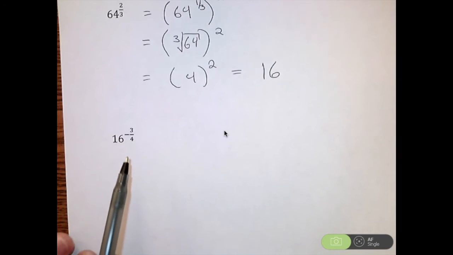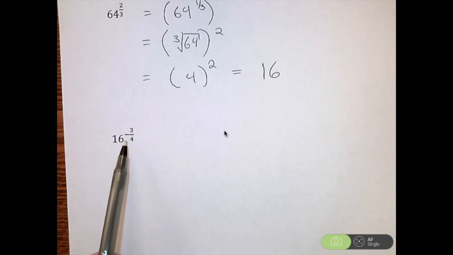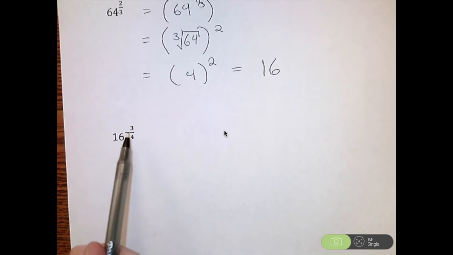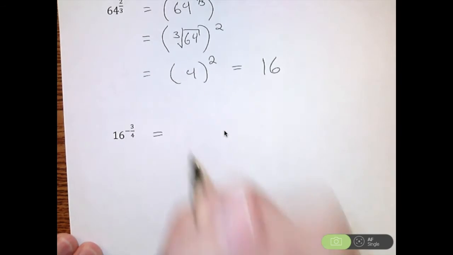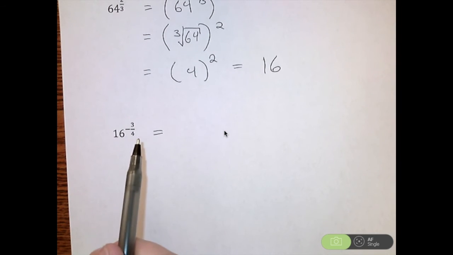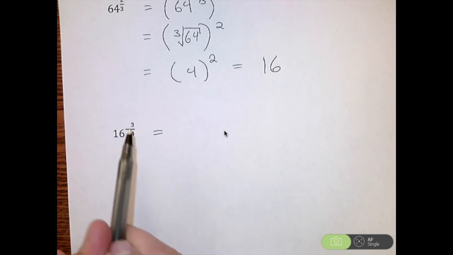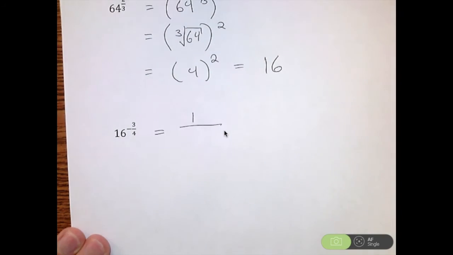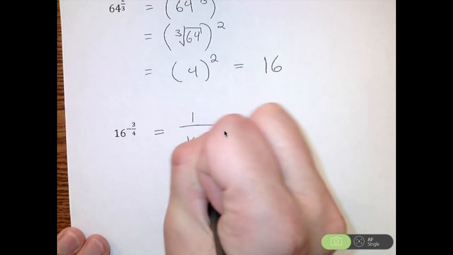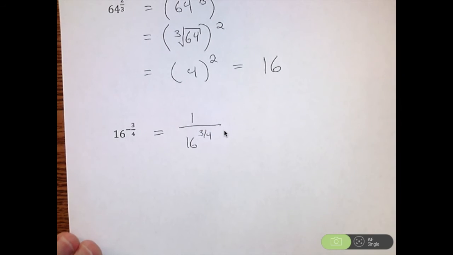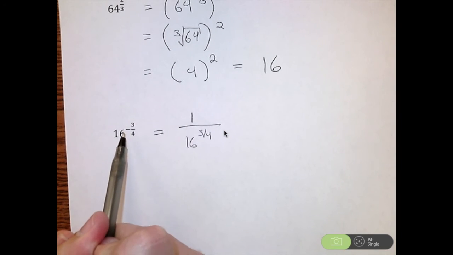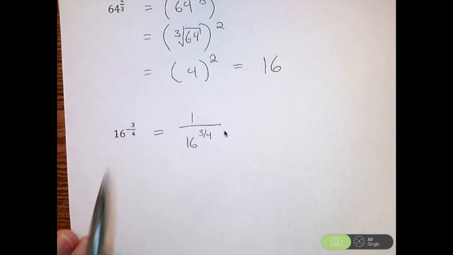Next one, we have 16 to the negative 3/4 power. Now I'm going to use another property of exponents. I'm going to break down this negative 3/4. The first thing I see is that negative. That's a very popular property of exponents that comes up, but everyone seems to forget it. Whenever you have anything to a negative power, it's just 1 divided by whatever you had originally, but take away the negative. So it's 1 over 16 to the 3/4. Anytime you have a negative, that changes it to a fraction, 1 over whatever you just had.